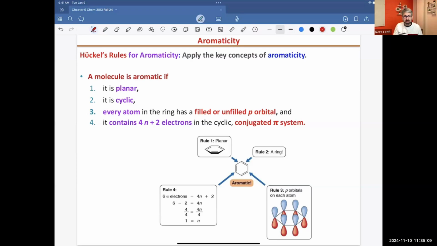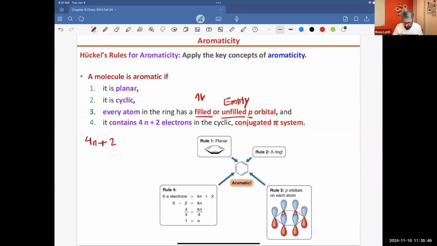Second, it must be cyclic. Next, any atom inside the ring must be filled, so it has 2 electrons in it, or it's empty, meaning you have an empty p orbital. So either full or empty. Half occupied is no. And then the number of electrons follows 4n plus 2. If the number of electrons follows this formula, then your compound will be aromatic.